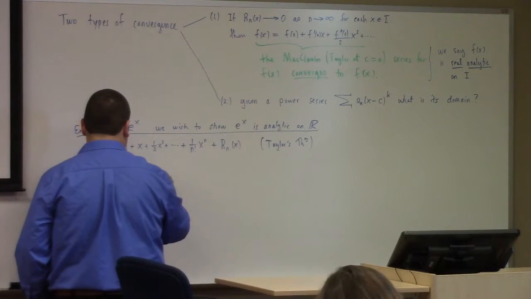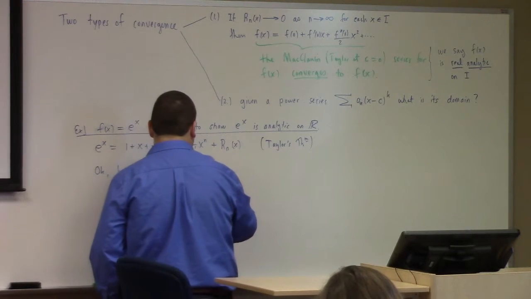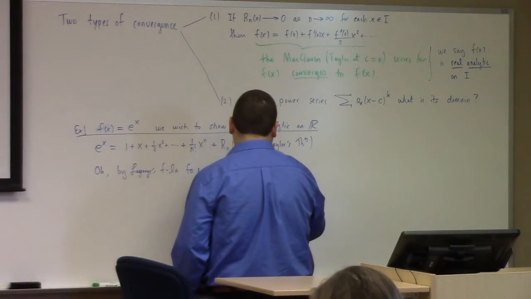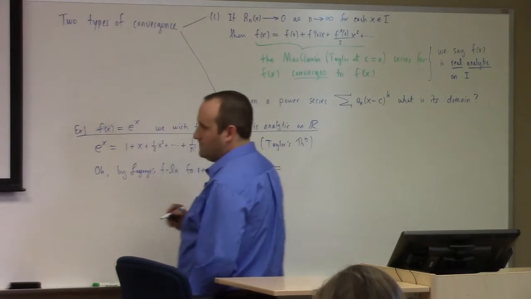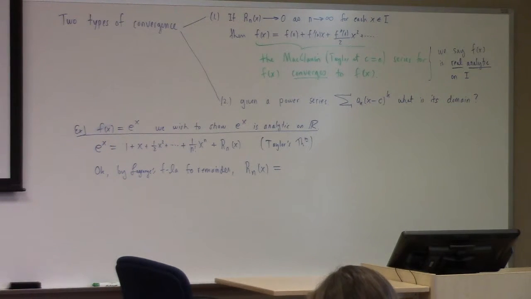By Lagrange's formula for the remainder, what do we have? Rn of x is equal to what? What's the n plus 1th derivative of the exponential? It's e to the x. That's what makes this especially fun to think about. When you actually flesh out Lagrange's formula for the remainder for the exponential function, we just get e to the c divided by n plus 1 factorial times x to the n plus 1.